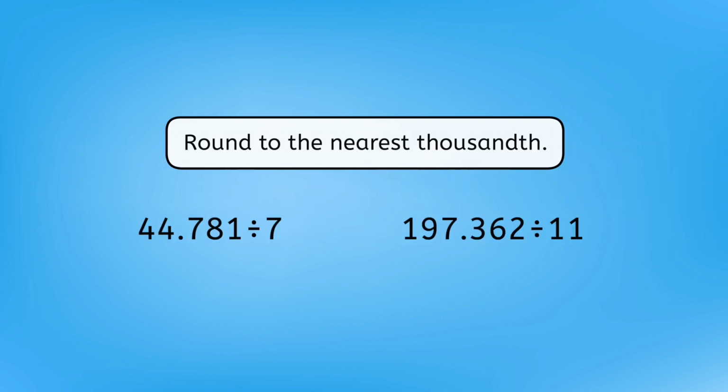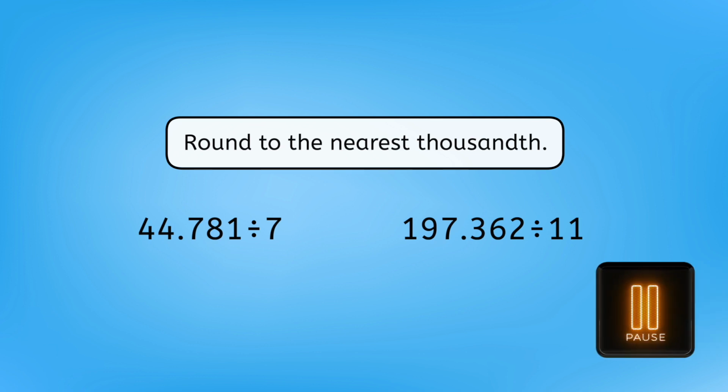44 and 781 thousandths divided by 7, and 197 and 362 thousandths divided by 11. I'll give you a hint. The answer to one of these problems has a non-terminating decimal. So for that problem, continue solving to the 10 thousandths place, and you can round your answer to the nearest thousandth. Pause here to solve in your guided notes.